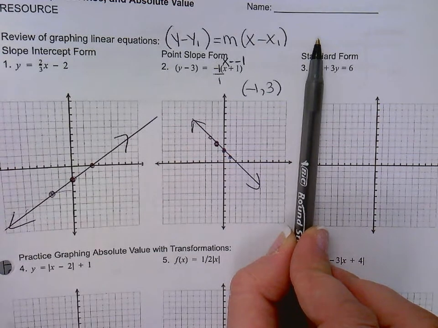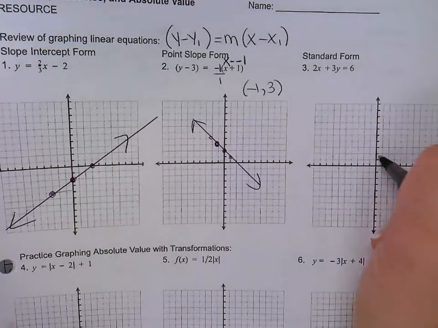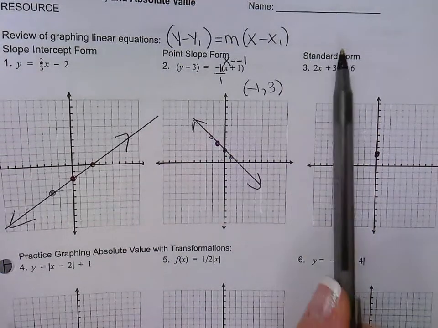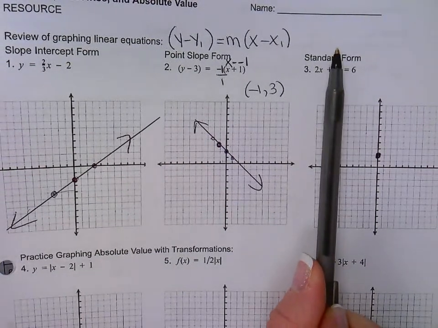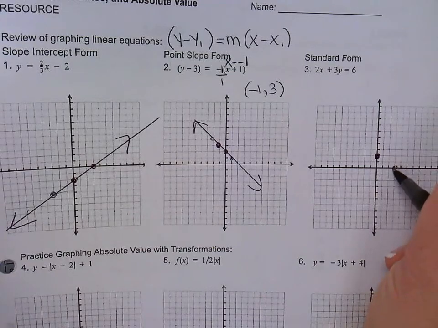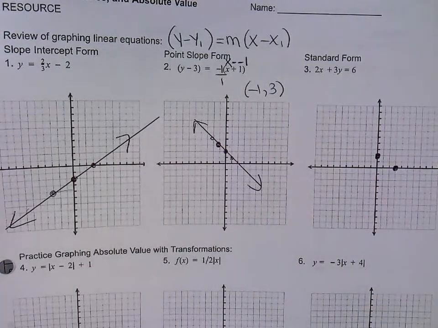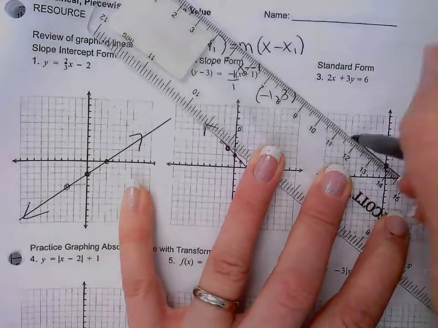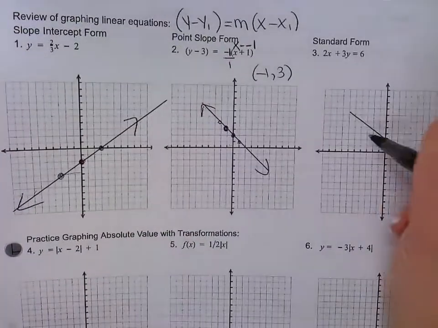2, because 3 times 2 is 6. So when x is 0, y has to be 2. So (0, 2) is my y-intercept. Then I can cover up the other variable. If y is 0, what does x have to be? Because 2 times 3 is 6. So (3, 0) is my x-intercept, and you only need 2 points to graph a line. So you can just graph those 2 points, and there you've got your line.